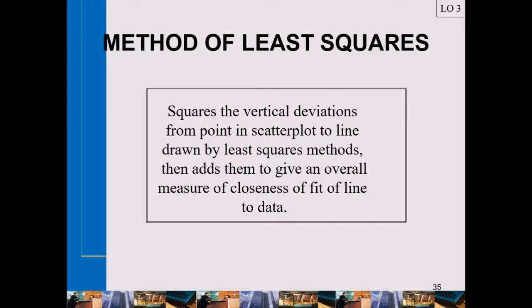So, meaning it is more credible. Then, it adds them to give an overall measure of closeness of fit of the line to the data. The line that fits the points better than any other line is called the best fitting line. It is the line with the smallest sum of squared deviations, and the method of least squares identifies the best fitting line.